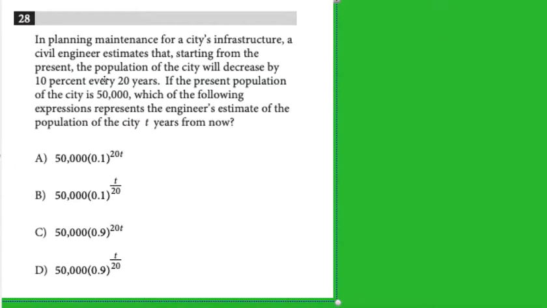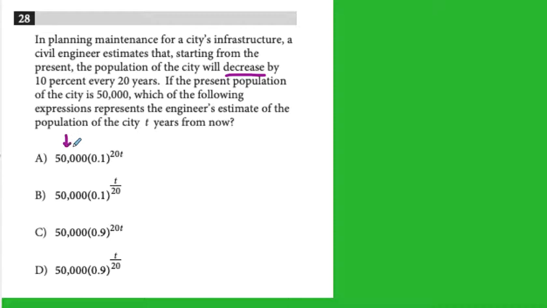In planning maintenance for cities' infrastructure, a civil engineer estimates that starting from the present, the population of the city will decrease (I always underline words like that) by 10% over 20 years. If the present population of the city is 50,000, which of the following expressions represents the engineer's estimate of the population of the city T years from now? So I first look at the answers, and instead of looking horizontally, I'm going to look vertically.